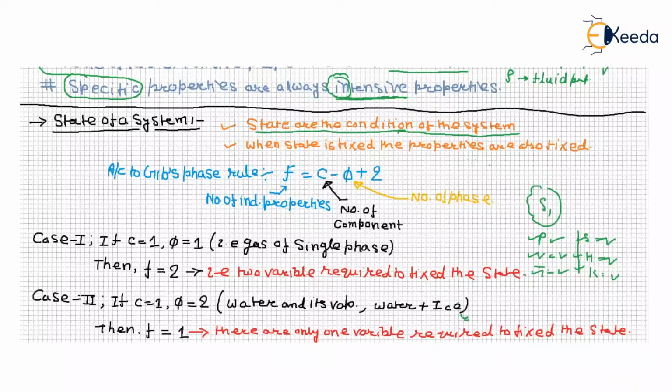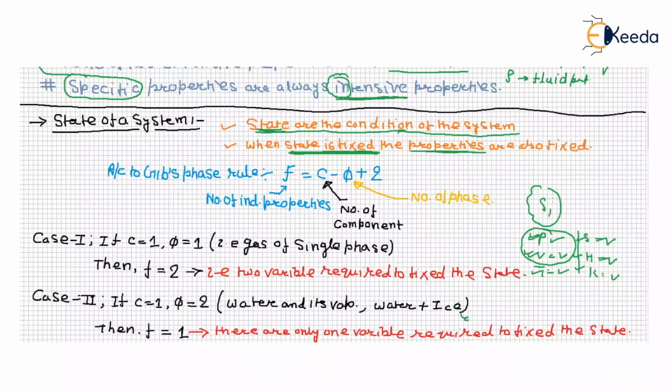Right? See, when a state is fixed, that means the system properties P1 and V1 are fixed. That means the properties are also fixed. Why? Because properties are defined by a state and the system is defined by the state. That means if there is a system and the system has properties, if these two properties are fixed, that means the state is fixed.